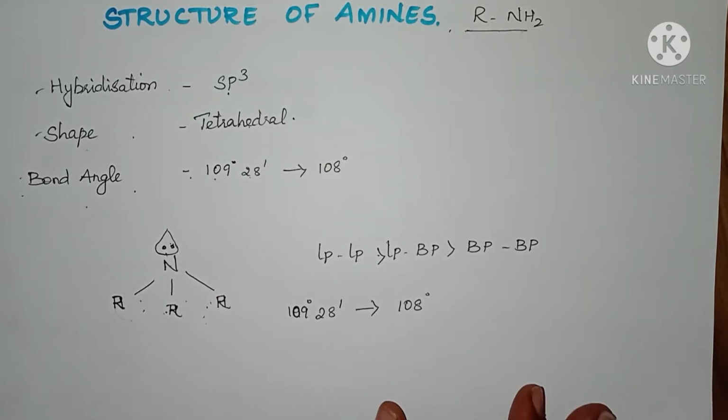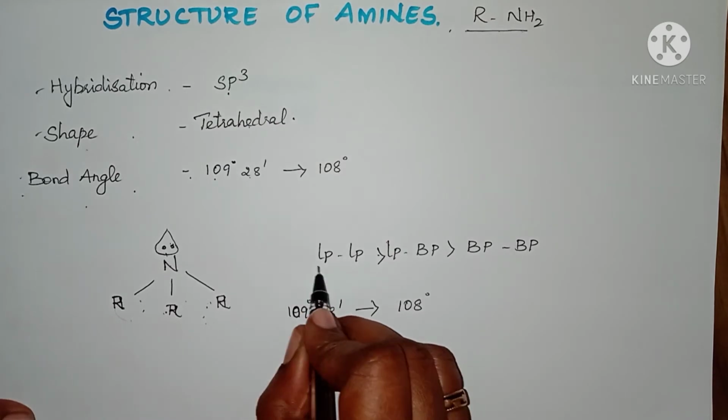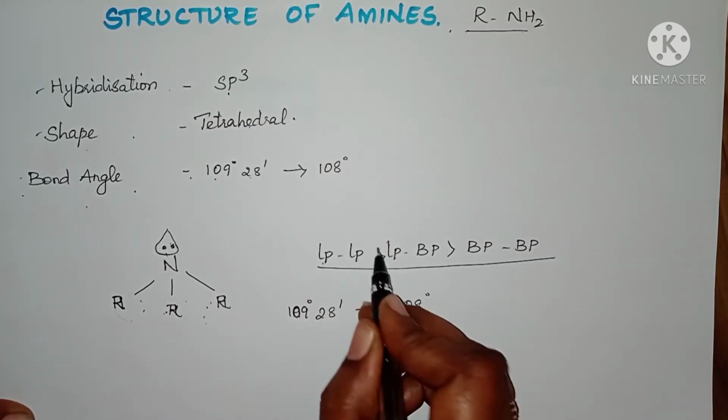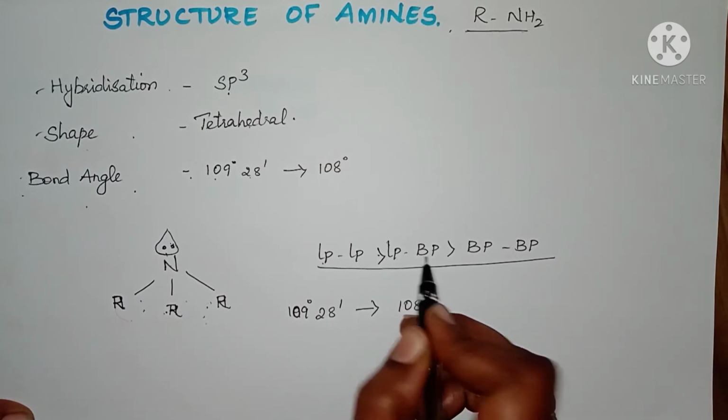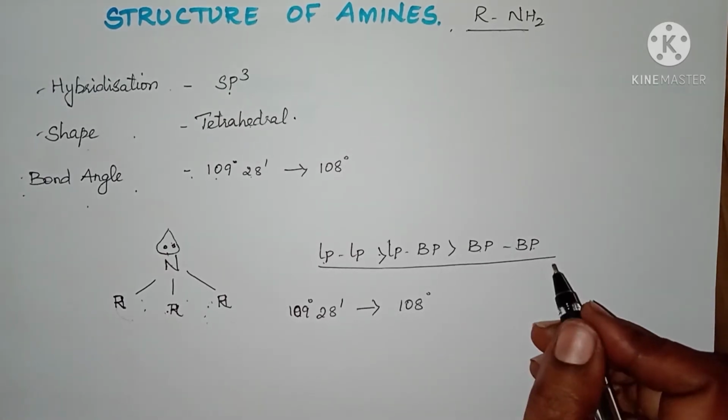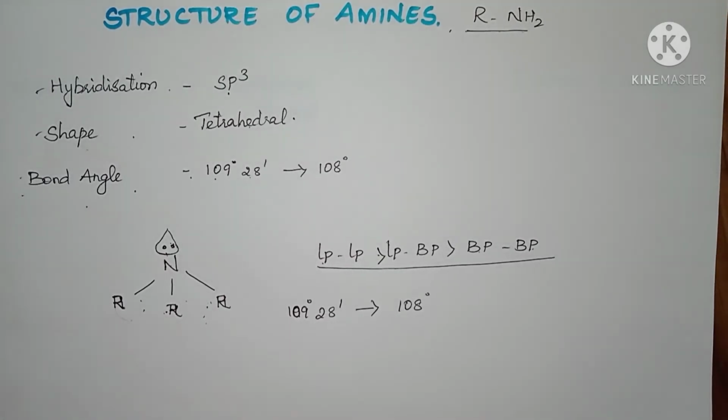Hope you are clear on this. This is VSEPR theory: lone pair to lone pair repulsion is greater than lone pair to bond pair, which is greater than bond pair to bond pair. In 11th standard, you have learnt all those points. Okay, hope you got this.